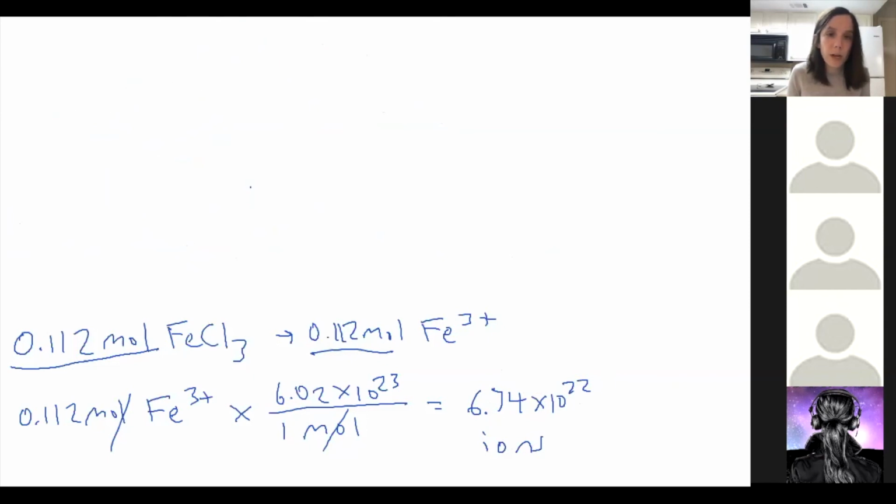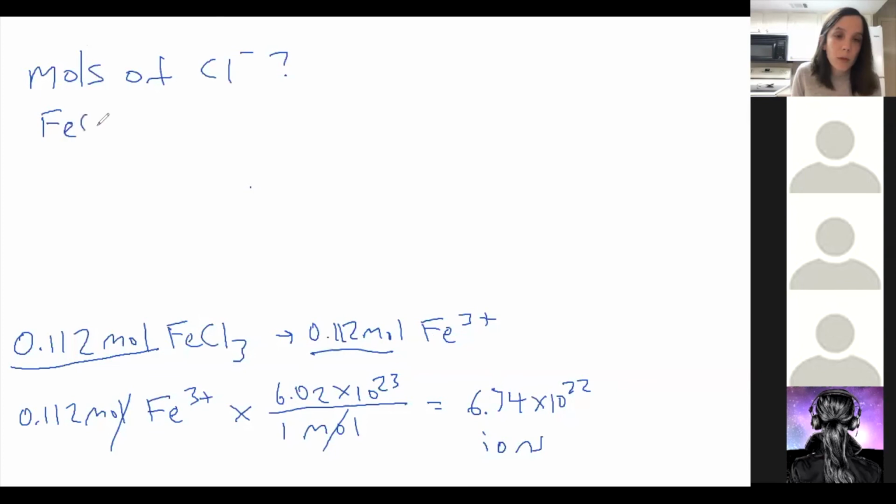Now let's say they also asked for moles of Cl minus. Let's go and see what that would look like. So we found moles of Fe3 plus. Let's find moles of Cl minus. What we see here is that for every 1 mole of FeCl3, we have 3 moles of Cl minus.